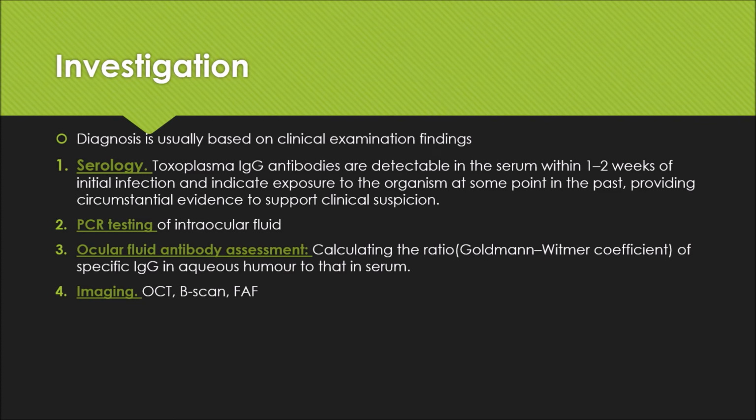Diagnosis is usually based on clinical examination findings, but we can also include certain other tests. In serology, Toxoplasma IgG antibodies are detectable in the serum within 1 to 2 weeks of initial infection and indicate exposure to the organism at some point in the past, providing circumstantial evidence to support clinical suspicion. However, community seroprevalence is high, at least a third of individuals in most communities.